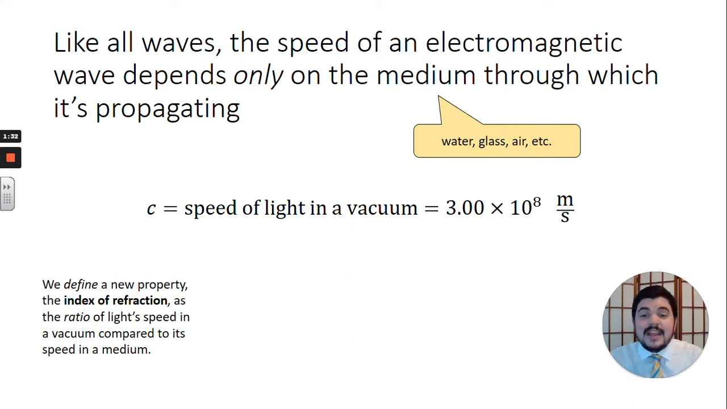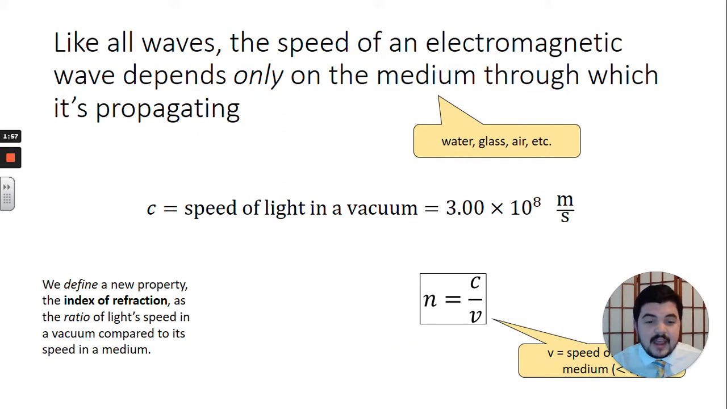However, that's the speed in a vacuum. We're going to define a new property now to figure out how fast light moves when it's in a medium. So we're going to define this new property. It's called index of refraction. And its definition is going to be the ratio of light speed in a vacuum compared to light speed in some medium. So here is that quantity, index of refraction.